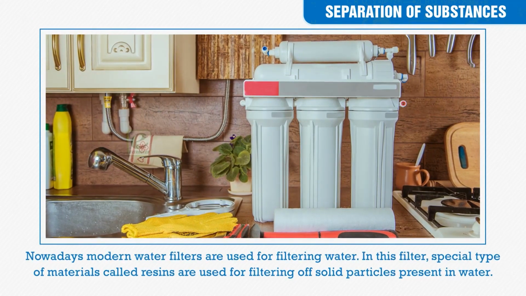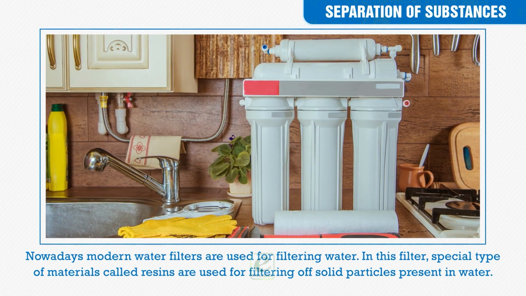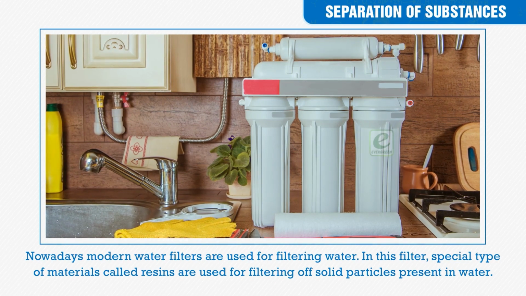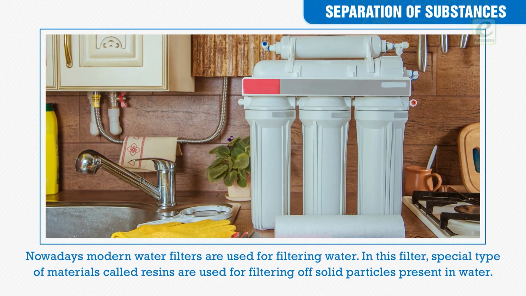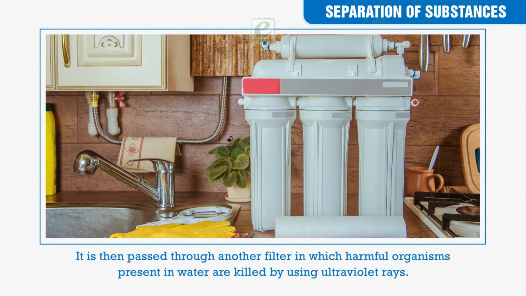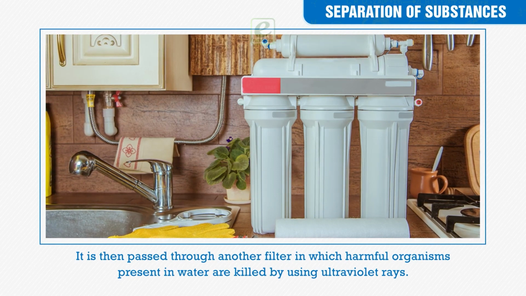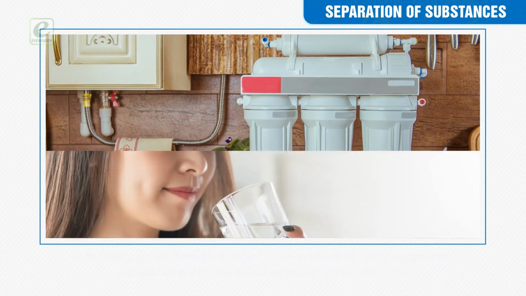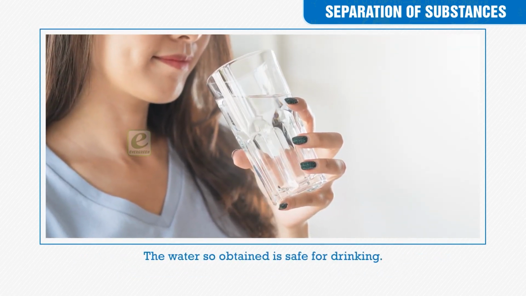Nowadays, modern water filters are used for filtering water. In this filter, special types of materials called resins are used for filtering solid particles present in water. It is then passed through another filter in which harmful organisms present in water are killed by using ultraviolet rays. The water so obtained is safe for drinking.